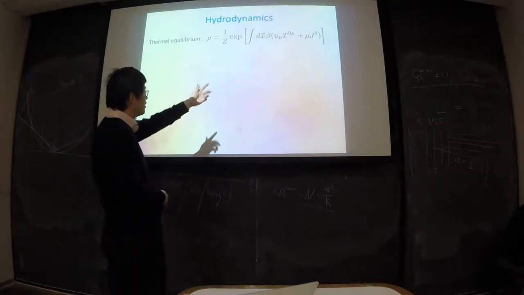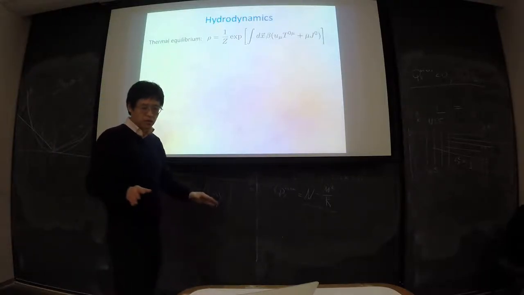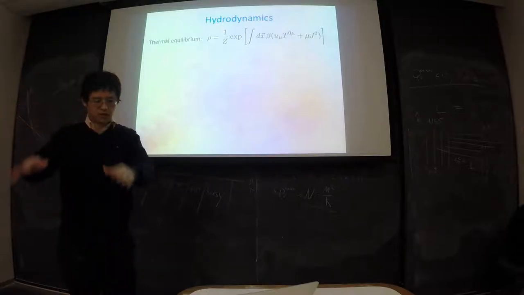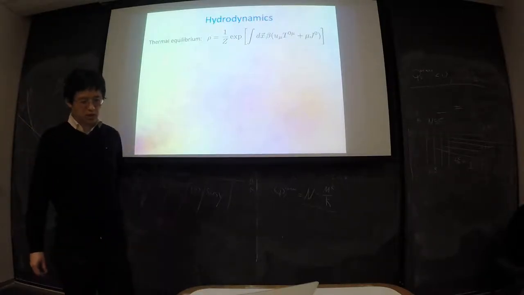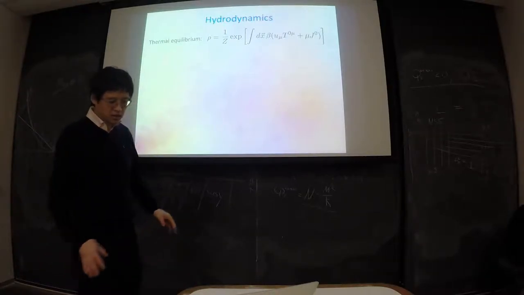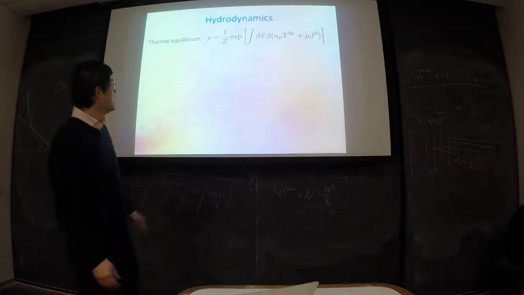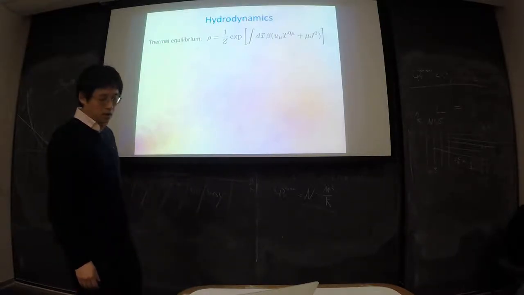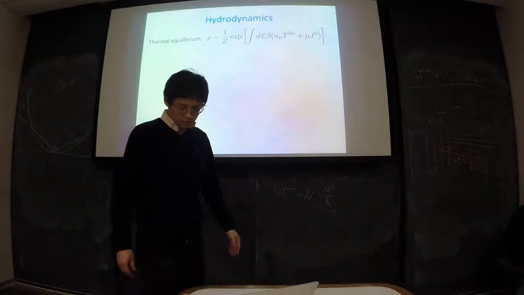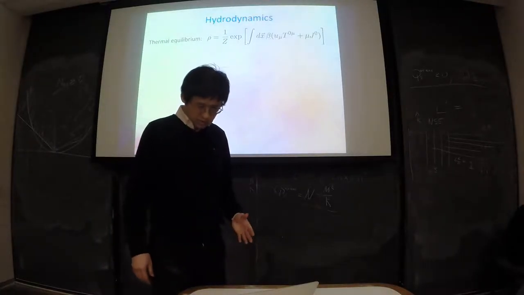And I also introduce a velocity u^mu, and you can also boost the system to some kind of frame, and this u^mu here will be a constant, okay? And so this defines your grand canonical density matrix, the thermal density matrix.